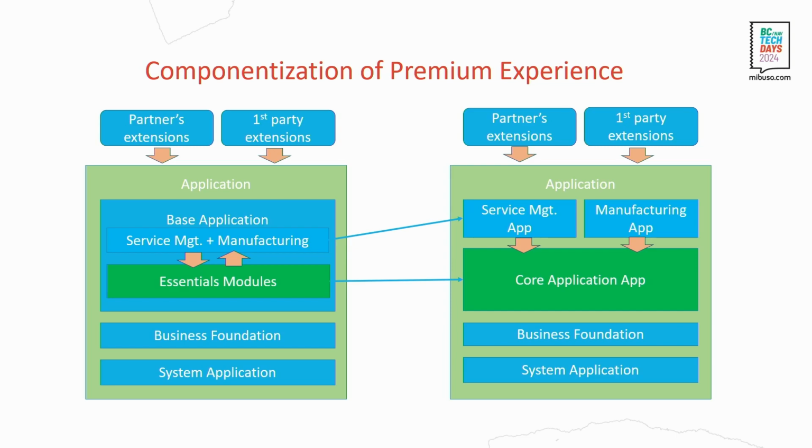This is just a visualization of our current project. We are trying to prepare for componentization of premium experience. And currently we have base app, and it includes all, I call it essential modules, like sales, purchase, inventory, finance, and service management plus manufacturing.